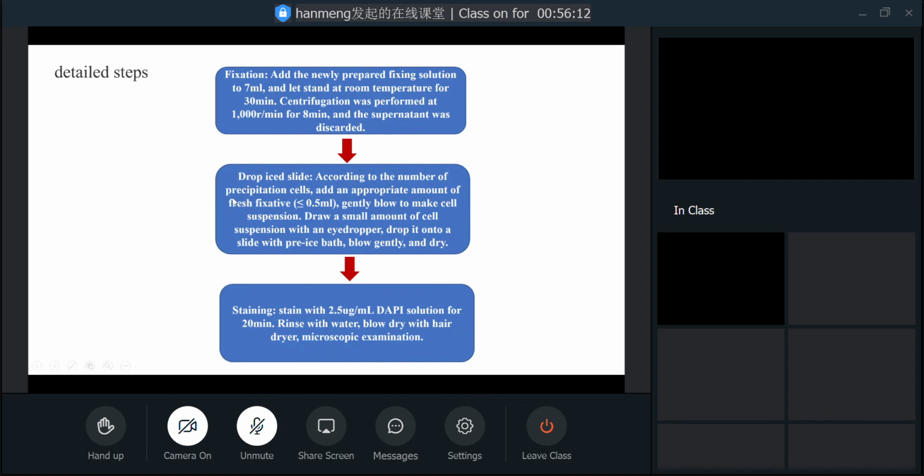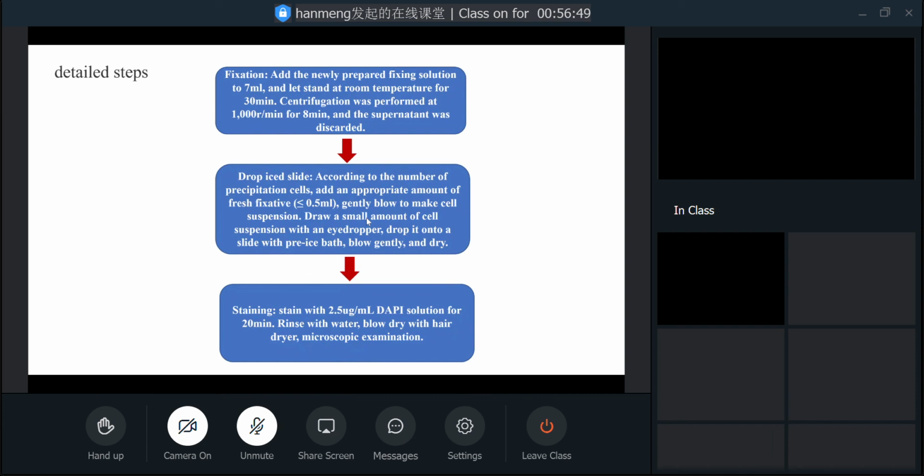According to the number of the precipitated cells, add an appropriate amount of fresh fixative, less than 500 microliters. Gently blow to make a cell suspension. Draw a small amount of cell suspension with an eyedropper. Drop it onto a slide from a pre-ice bath. Blow gently and dry.